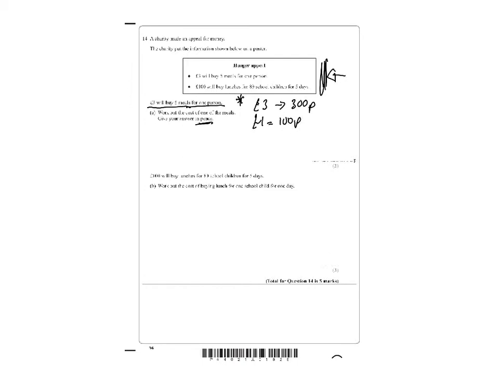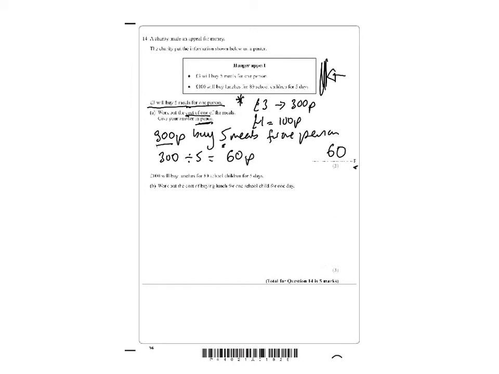So I now know that 300 pence buys 5 meals for one person. The question wants me to work out the cost of one of the meals. So I know it's 5 meals and 300 pence. So what I'm going to do is 300 divided by 5, which is 60 pence. So the cost of one meal is 60 pence. And notice the pence sign, the p, is already given there.